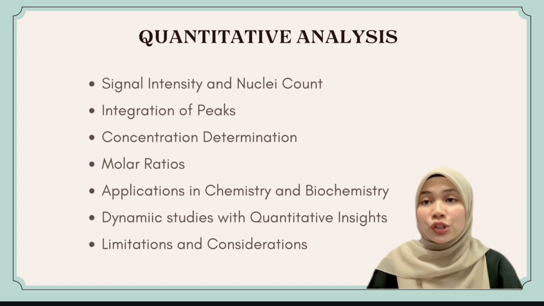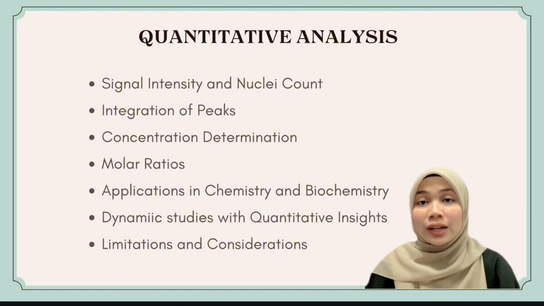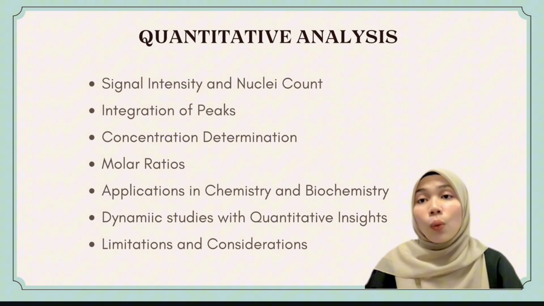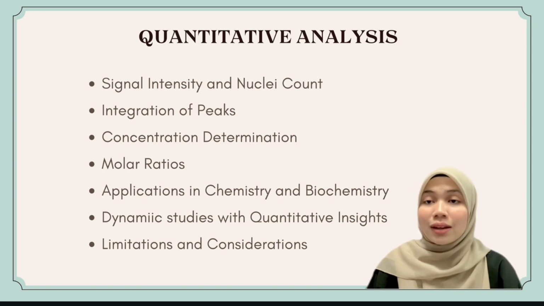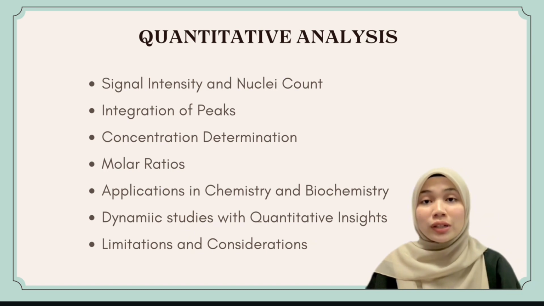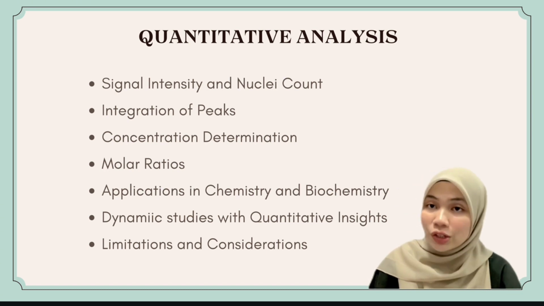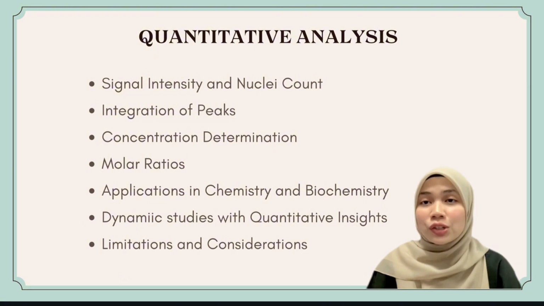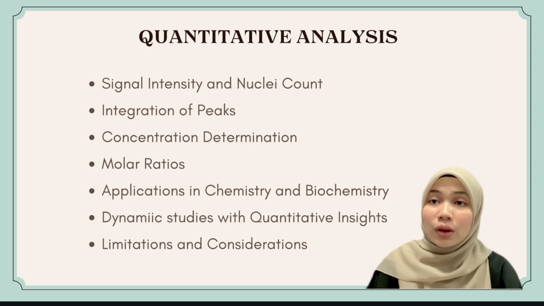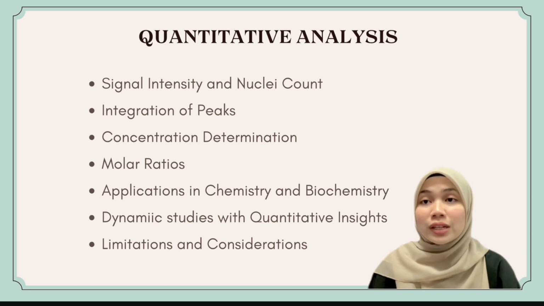NMR's quantitative nature extends to determining molar ratios, aiding in understanding stoichiometry and characterizing complexes. Widely employed in chemistry and biochemistry, it assesses concentrations, reaction kinetics, and metabolite quantification. Combining quantification with NMR's dynamic studies allows monitoring concentration changes over time, offering insights into reaction rates. Despite its quantitative capabilities, careful consideration of factors like relaxation time and instrumental parameters is crucial for accurate results.